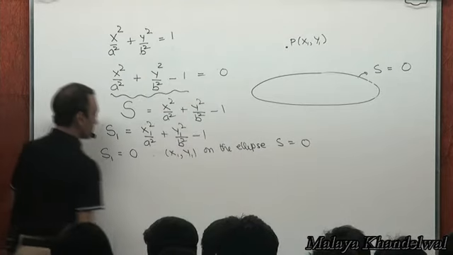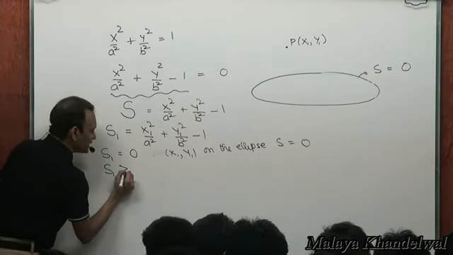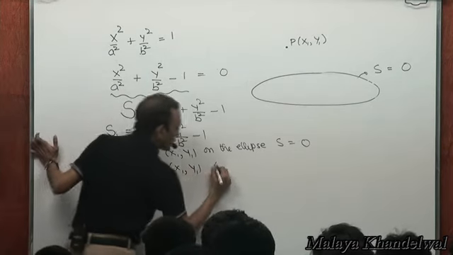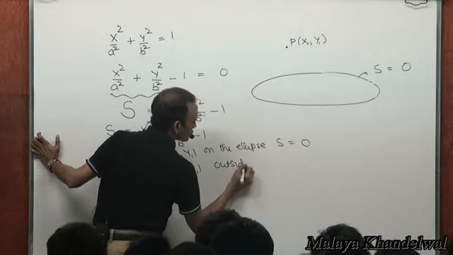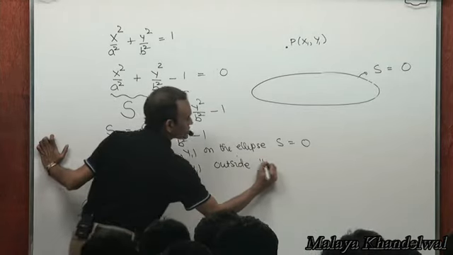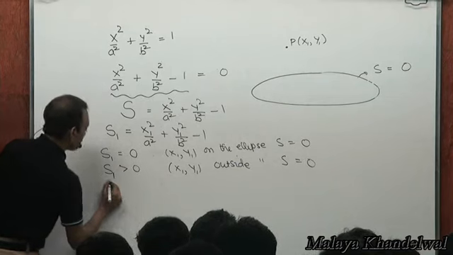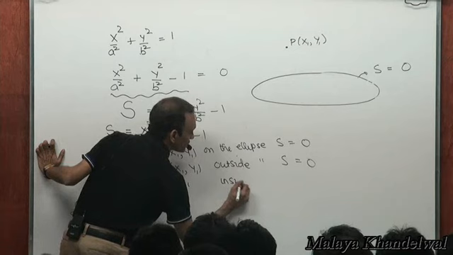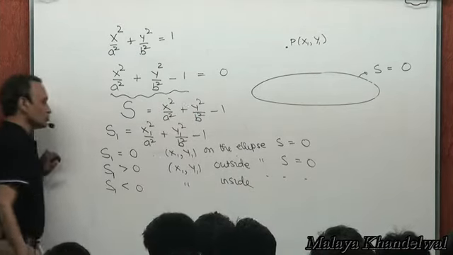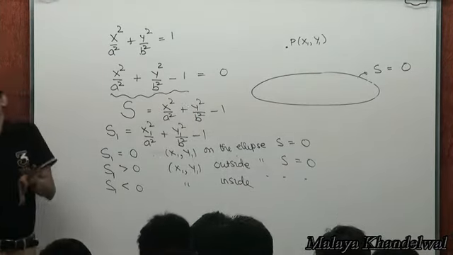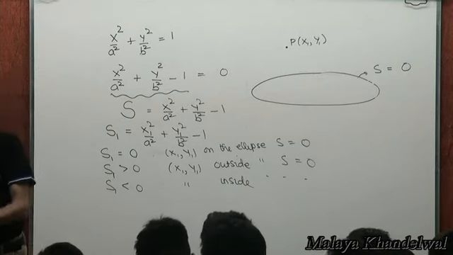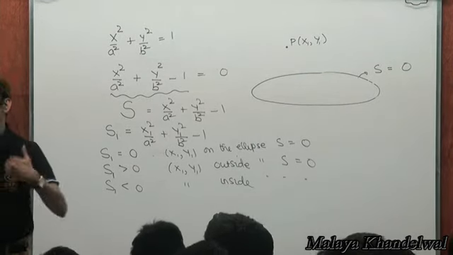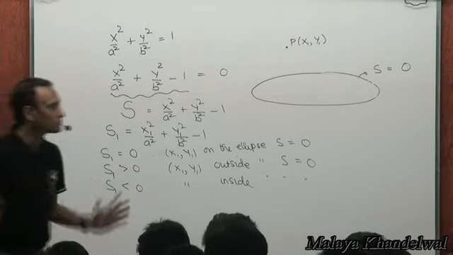S equal to 0 is the ellipse. If S1 is greater than 0, then x1, y1 would be a point outside the ellipse. If S1 is less than 0, then x1, y1 would be a point inside the ellipse. So this gives me, like it did in circles and then in parabolas, the position of a point with respect to an ellipse: inside, on, or outside.